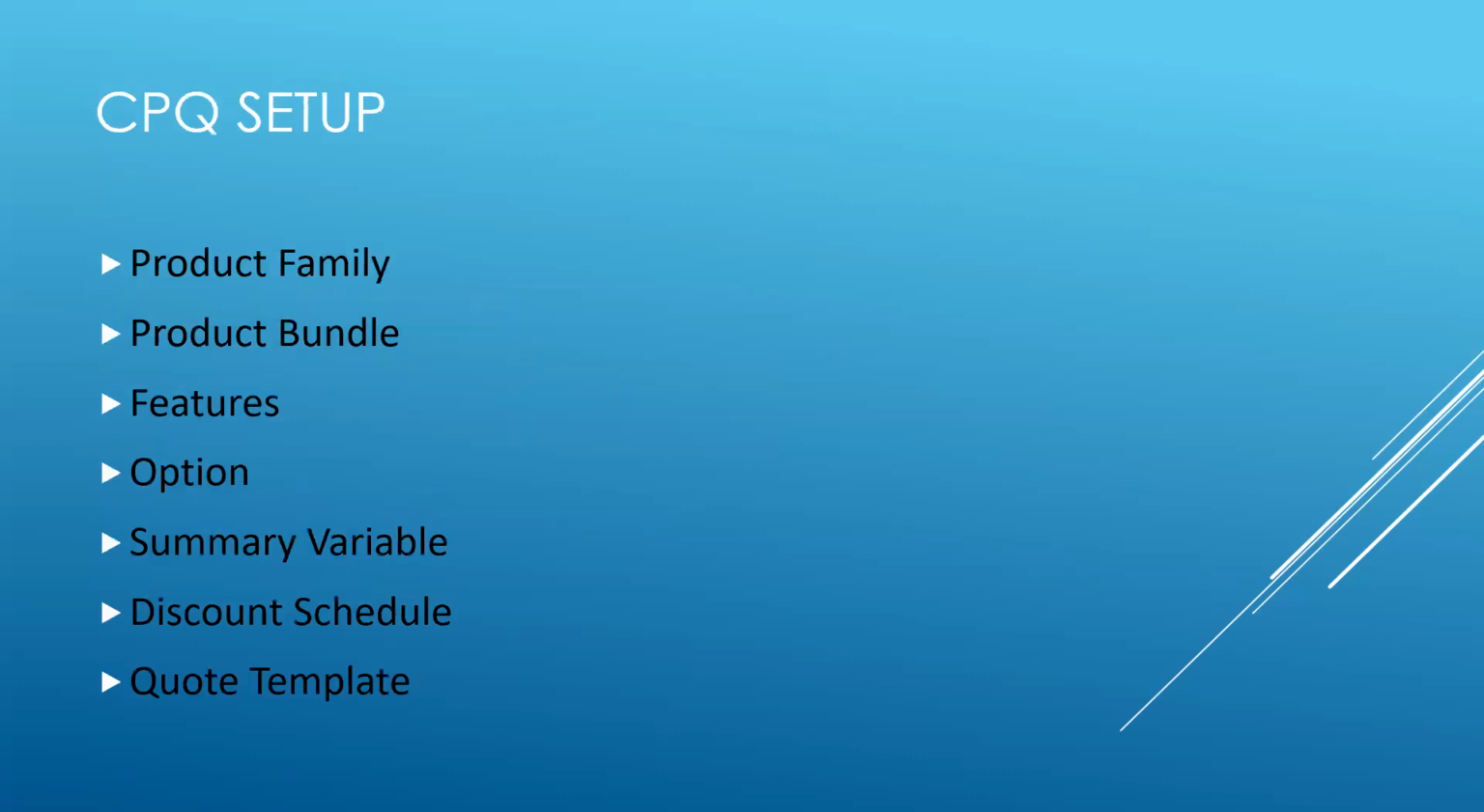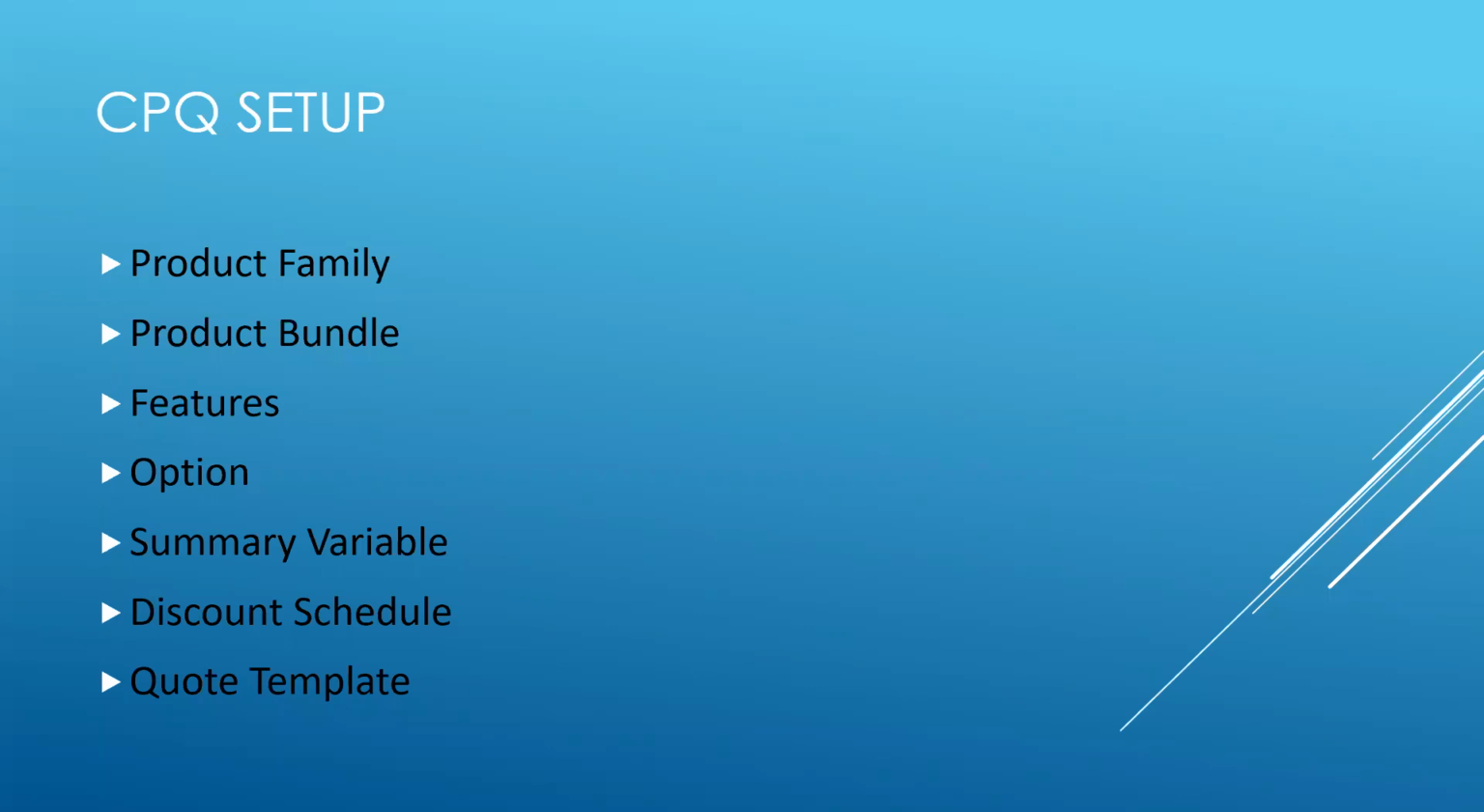Then the second thing is CPQ setup. In CPQ setup, we have different product families on which many things are dependent, like guided selling and showing products on the product selection screen. So we will be learning how product family works for CPQ. Then the second thing will be the product bundle. This is the main feature that we have in CPQ.